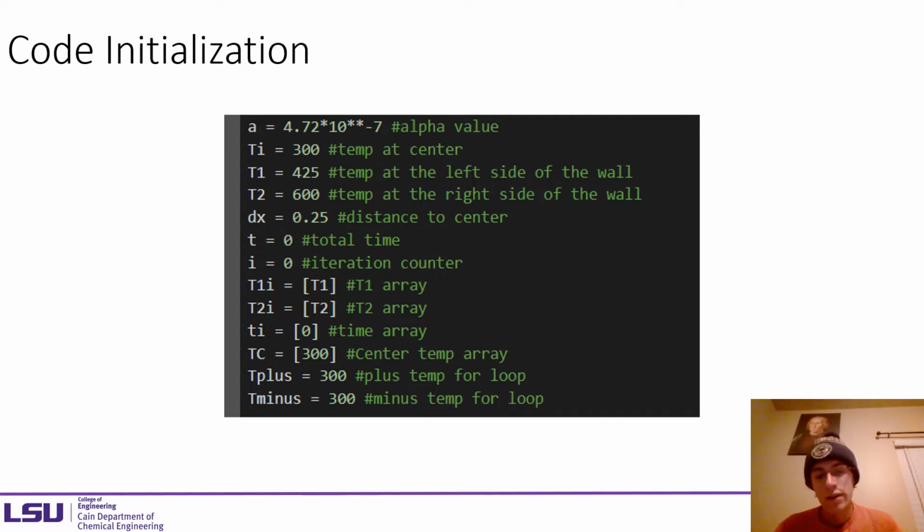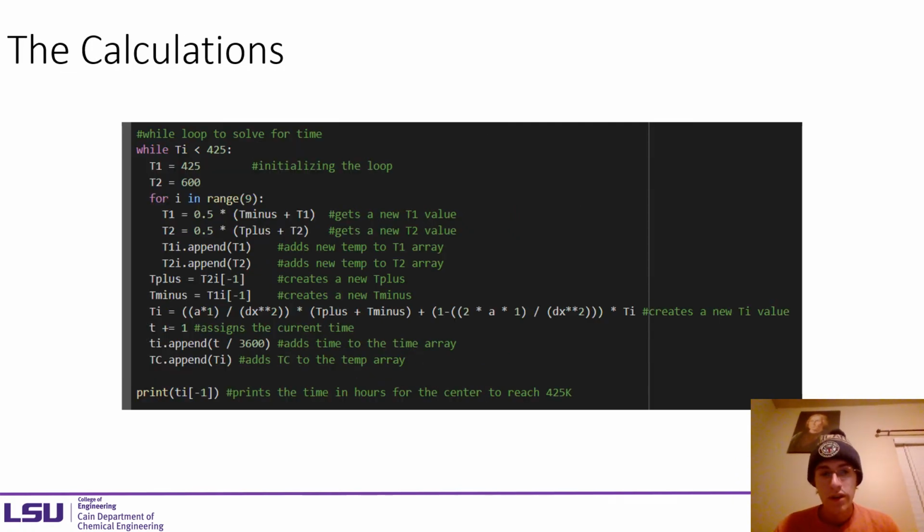And then Ti is an array which is going to hold all of our time steps, so that we can actually get the final time it takes to reach 425 Kelvin at the center. And Tc is the array that is actually going to hold the temperature at the center of the wall. And these T plus and T minus variables simply allow us to calculate it in the while loop, which is right here.